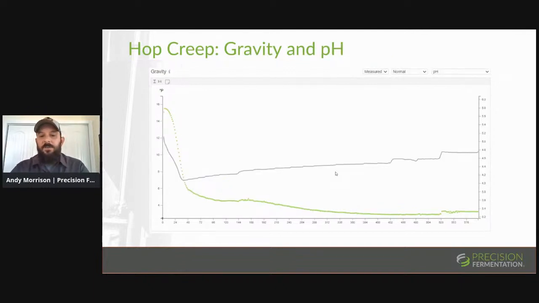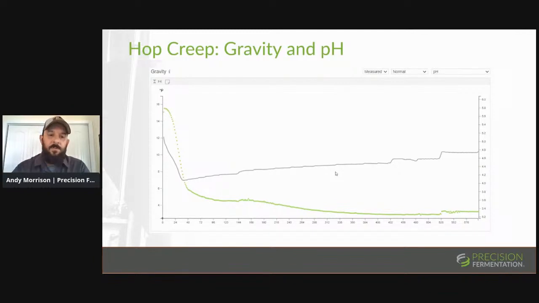Here's just another interesting graph of hop creep. This one's a little bit more visible and was done earlier on, right? Or about the same mark, 144 hours. But you can see how it took a lot longer for that hop creep to finish out. So we're looking at, in green, the gravity graph, and at hour 144 is when they dry hopped. And in this one, I'm just noting that the dry hop happened with the pH graph, right?